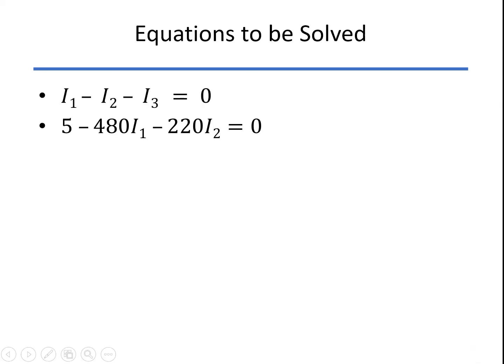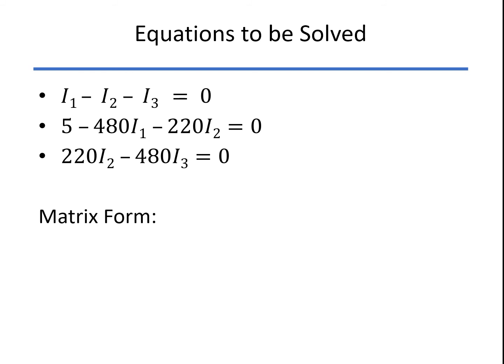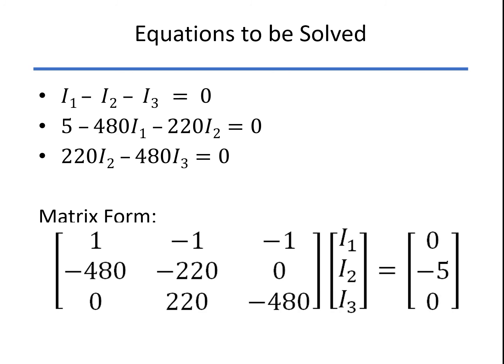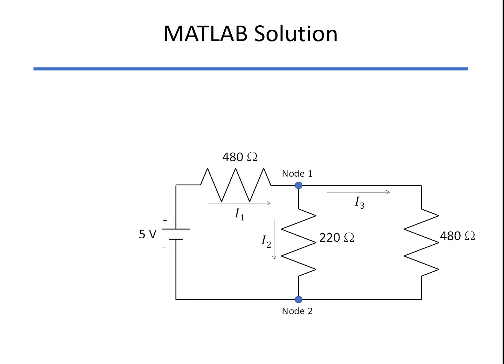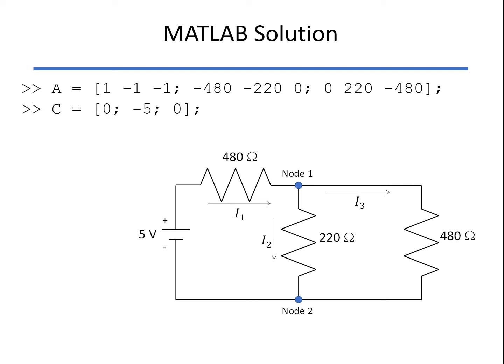So again, don't have to worry too much about how we got there, but here's the thing. We end up with three equations for the three currents. And so now we can write those in matrix form. Okay. Now, let's solve this in MATLAB. Start out with, we do our coefficient matrix. Again, elements of a row are separated by spaces or commas. Rows themselves are separated by semicolons.